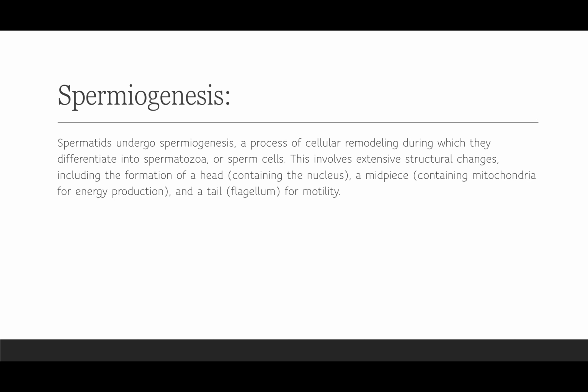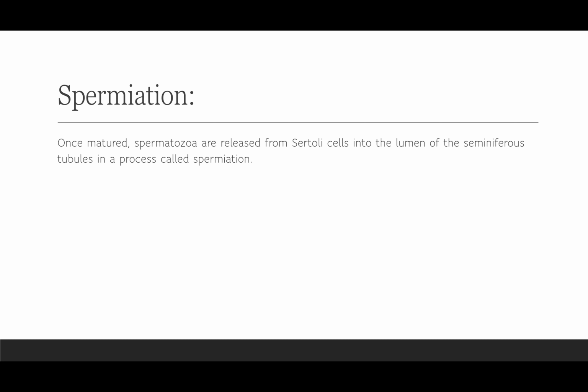This involves extensive structural changes, including the formation of the head, which contains the nucleus, the midpiece, which contains the mitochondria, right, and the tail, which is the flagellum, for motility. And then, last but not least, we have spermiation. Once matured, spermatozoa are released from Sertoli cells into the lumen of the seminiferous tubules, and that is called spermiation. So the release of a spermatozoa from Sertoli cells into the seminiferous tubules, right? That is what spermiation is.